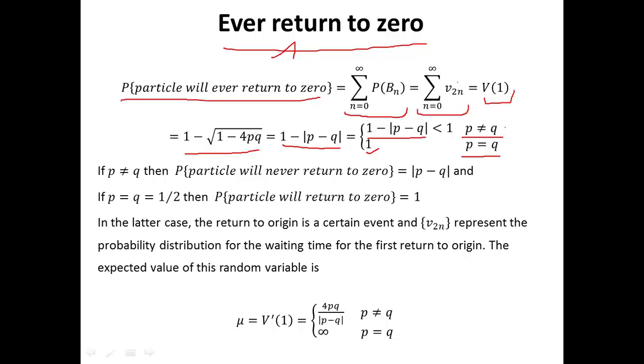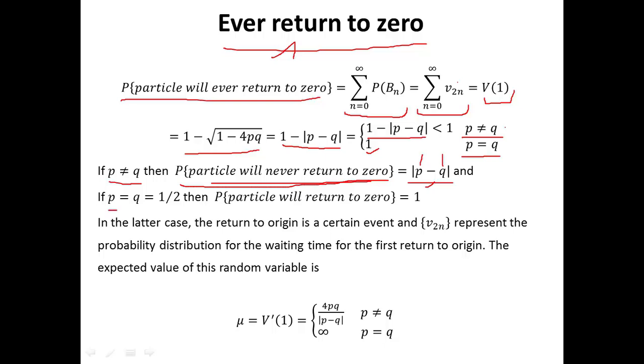What it means actually is, if p is not equal to q, then the probability that the particle returns to 0 is 1 minus the magnitude of p minus q, meaning the probability that the particle will never return to 0 is the magnitude of p minus q. Here p represents the probability of success of a particular trial and q represents the probability of failure of a particular trial. So if we calculate the magnitude of p minus q, you will get the probability that the particle will never return to 0.